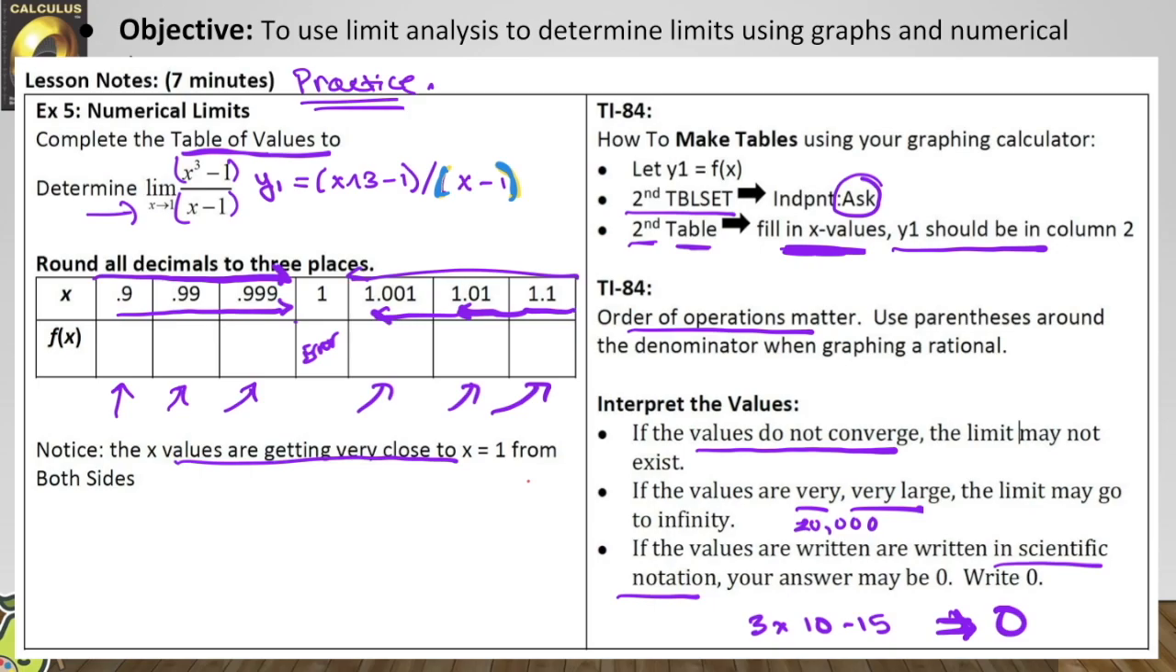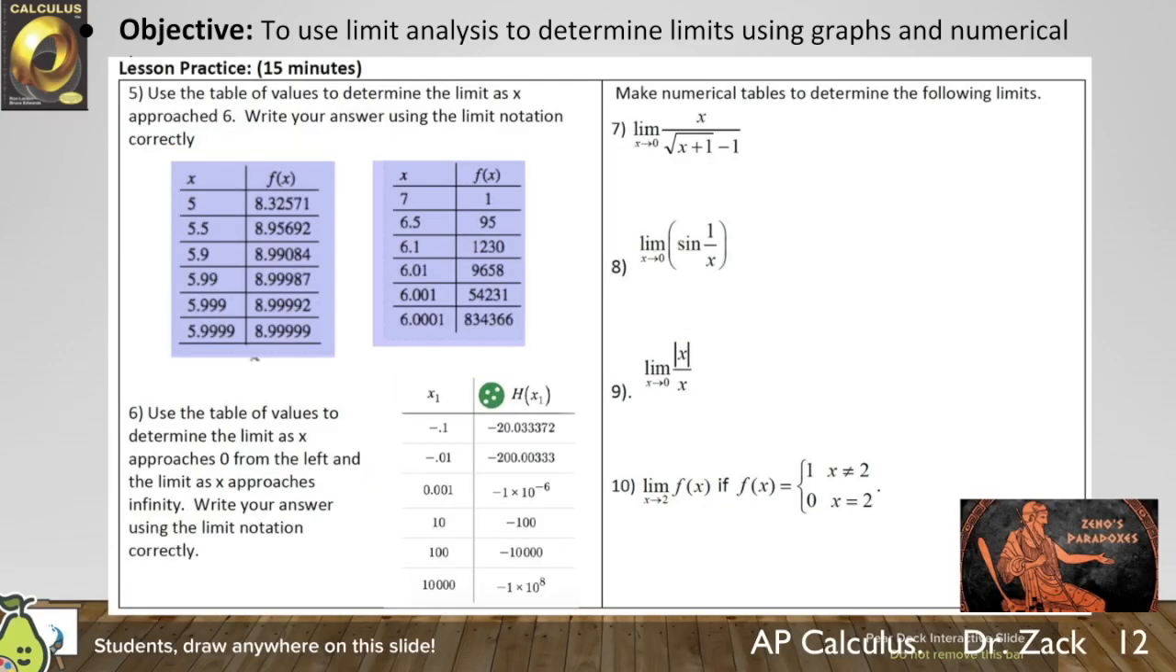So as you see, the limit as x approaches 1 for this problem is actually equal to 3. So if you got 3 as your answer, you are correct.